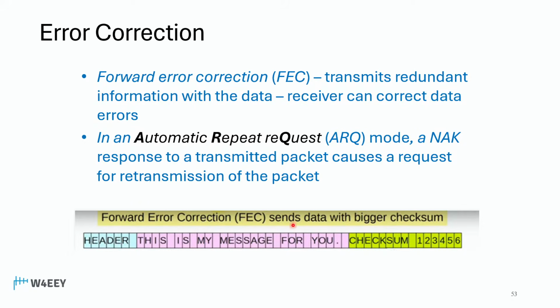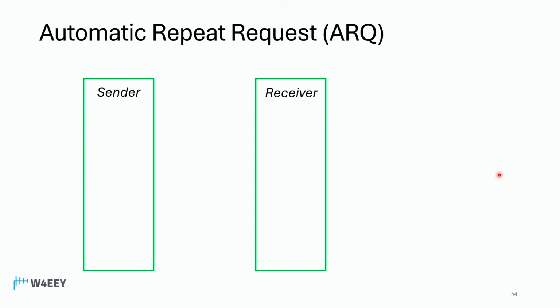So forward error correction sends data with a bigger checksum. It's more there to help decode it. Now I've got a diagram of how this actually works here. So we've got a sender and a receiver. The sender is going to send out a packet: the header, the payload, and the checksum or trailer.